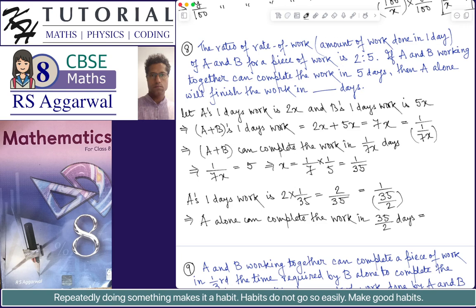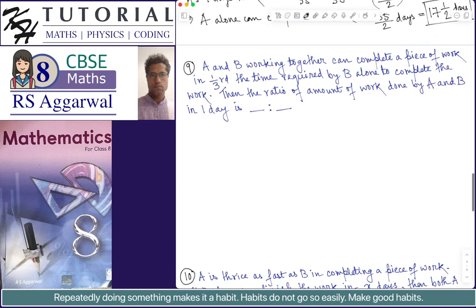which is equal to, now whenever you have an answer as an improper fraction, always convert it to a mixed fraction. So 35 by 2 when expressed as a mixed fraction will be 17 and half days. So A alone will finish the work in 17 and half days. Okay.